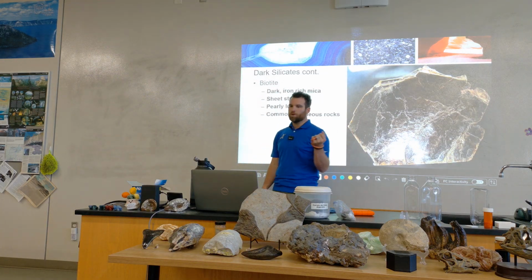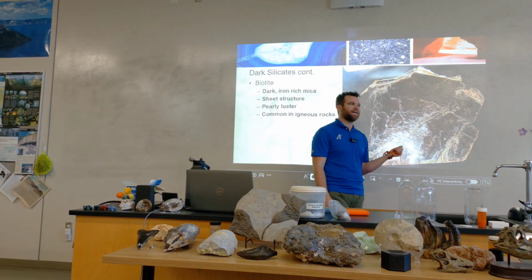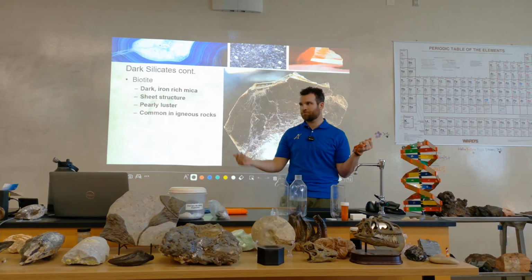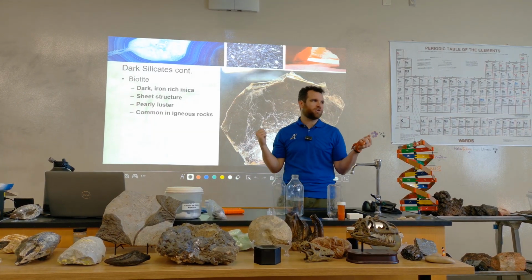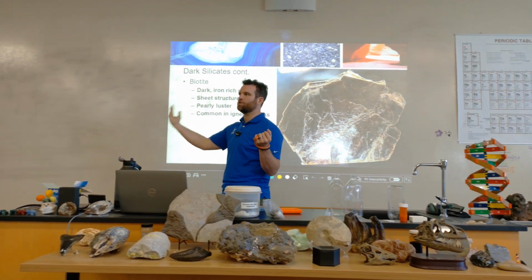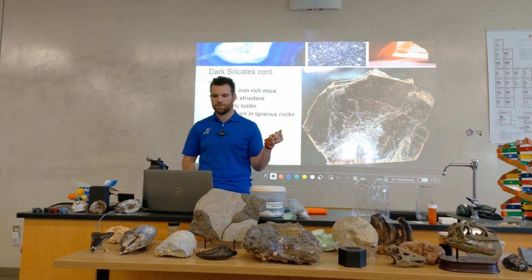Then we have biotite. Biotite is a sheet silicate, just like the muscovite mica was, the makeup one, right? Except this one's dark in color. It is a dark silicate, right? It's on the other side of that transition from dark to light silicates.